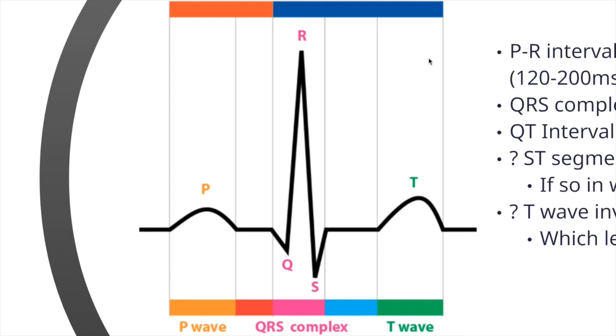You also want to see the QT interval. Very important depending on what medications the patient's on. For example, antipsychotics can cause QT elongation. Other medications can cause similar things. Why is that important? Because with QT elongation, the patient is much more susceptible to something called torsade de pointes. It's basically a variable ventricular tachycardia, and it can be very dangerous. So be on the lookout for that.